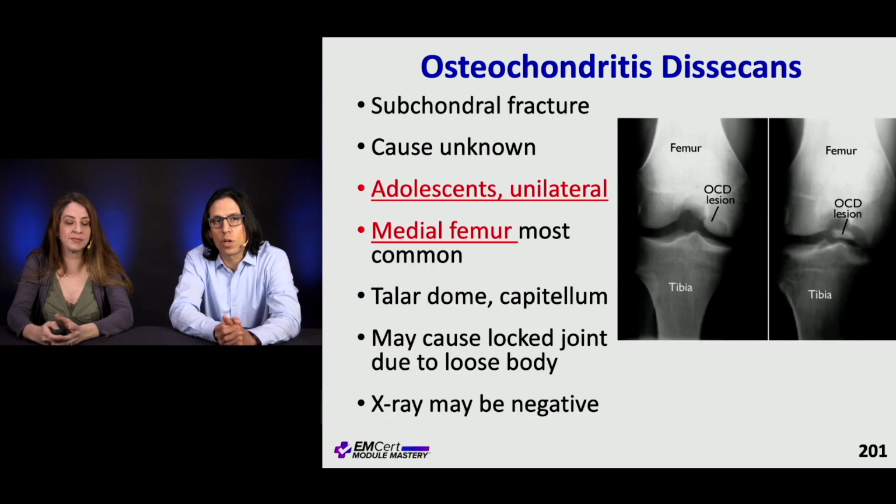How about osteochondritis dissecans? This is a subchondral fracture, and nobody knows why it happens. It's an adolescent phenomenon. The medial femoral condyle is the most common site, and this can cause a locked joint because you have this loose body floating around in there, but x-rays might be negative.